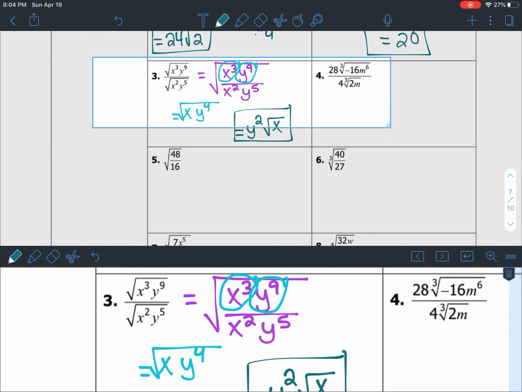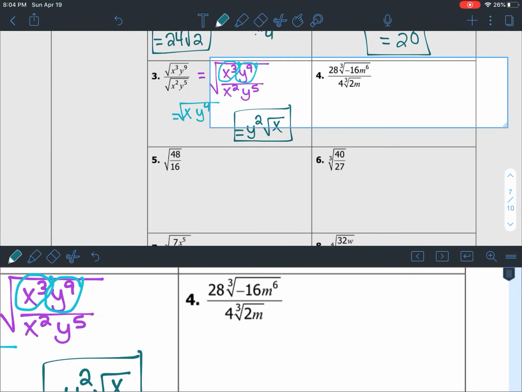So again, you look at which level has more, is it the top or is it the bottom, depending on the variable? And then you just keep simplifying from there. So if I look at a problem like number 4 here, I'm going to simplify my numbers. So 28 divided by 4 gives me 7. And then I want to simplify my numbers on the inside. So negative 16 divided by 2 gives me negative 8. And then I need to look at my variables. So I have 6 m's on top, 1 m on bottom. That means I have 5 more m's on top than on bottom.